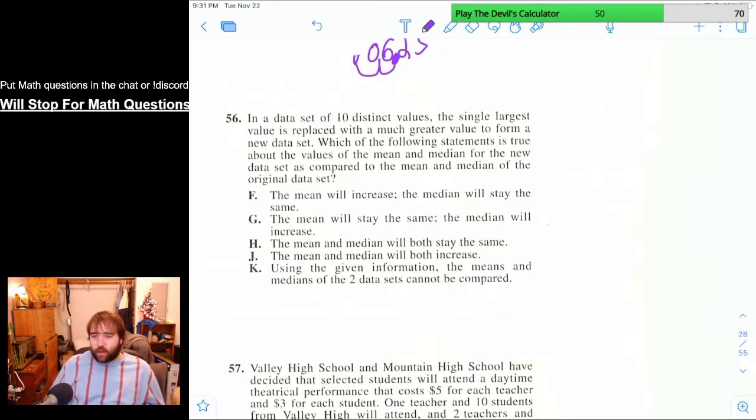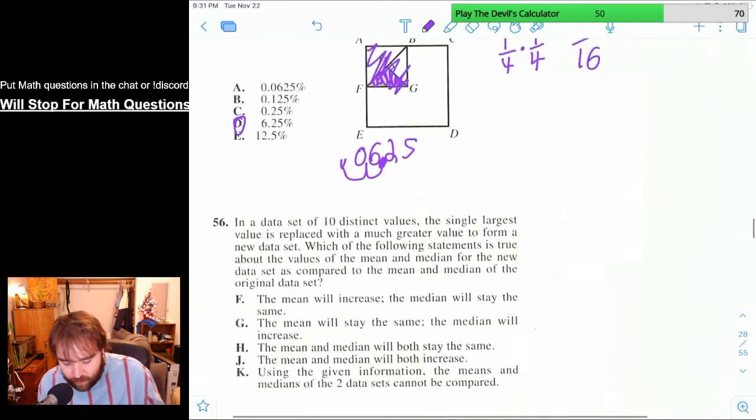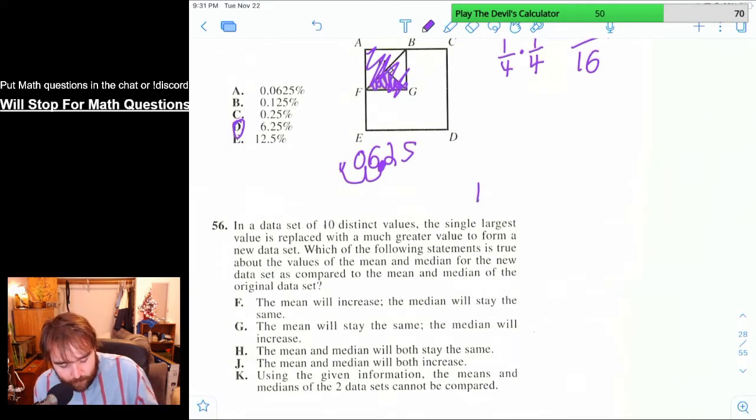All right, 56. In a data set of 10 distinct values, the single largest value is replaced with a much greater value to form a new data set. Which of the following statements must be true about the mean and the median compared to the original? So let's think about that. Let's kind of build an example. So we've got 10 values, at least it says that. We can change it to having like 4 values.